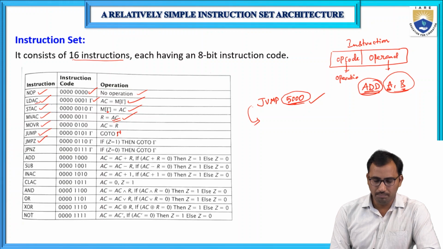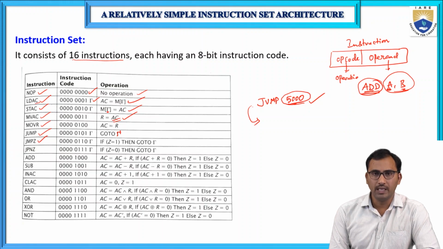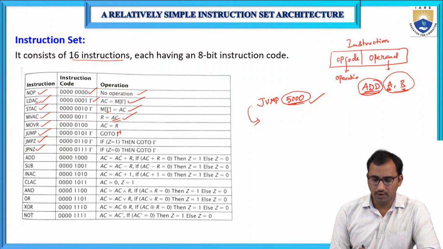JUMP if 0. This one is conditional. The jump will take place if the condition is satisfied. What condition are we checking here? We are checking the zero flag. If the zero flag is equal to 1, then only the jump will take place. Otherwise, no. Next, JPNZ, that means jump if not 0. The jump will take place if the zero flag is not set, that means the zero flag will be equal to 0.